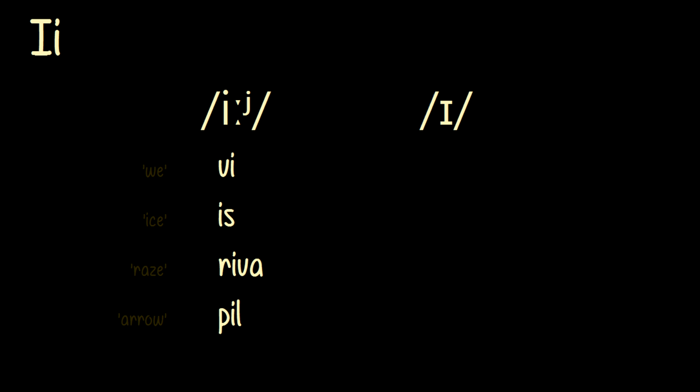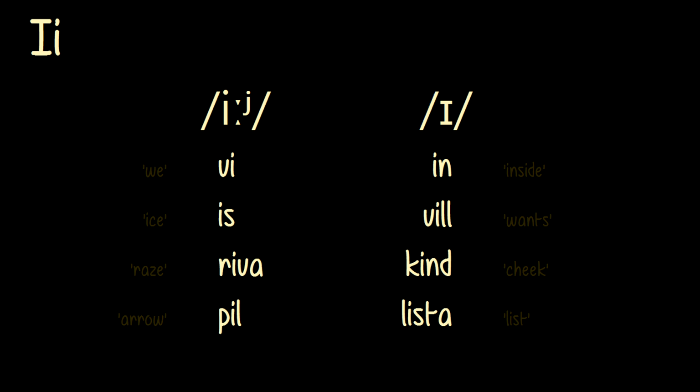Short I is simpler. It's pronounced I, which is somewhere in between the vowels in English beat and bit, but of course always short. I, in, vill, kind, lista.